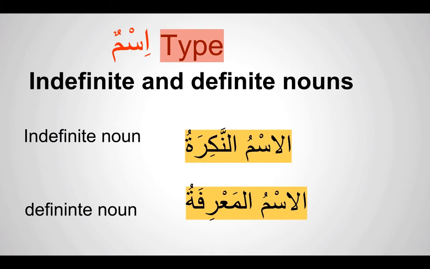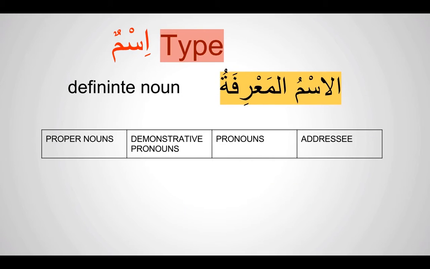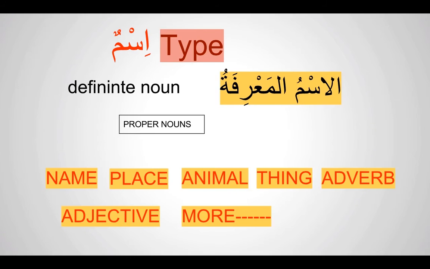So now we will learn, inshallah, what are the other ways we have learned so far where a noun becomes definite. All the proper nouns are definite. We've learned about demonstrative pronouns and about pronouns. Today we will quickly touch upon the addressee as well, which makes a noun definite. So what are these proper nouns? We've learned so far that any particular name, place or animal are proper nouns, and these are all definite.